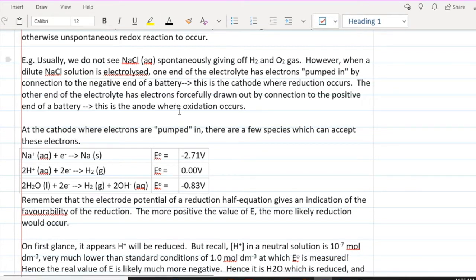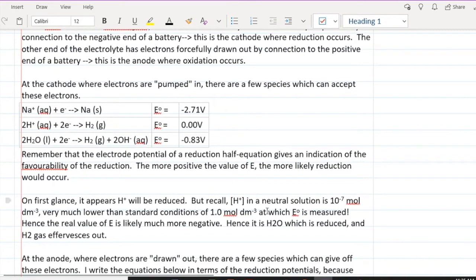However, recall, where is the H+ coming from? In the neutral solution, it comes from the self-ionization, the auto-ionization of water. However, its concentration is very, very low. It's only 10 to the power minus 7 mol per dm cube for a neutral solution, much lower than the standard conditions of 1 mol per dm cube, at which E naught is measured. Hence, the real value of E for that reduction is likely much more negative and much less favorable. Hence, it is actually water which is reduced and H2 gas effervesces out.